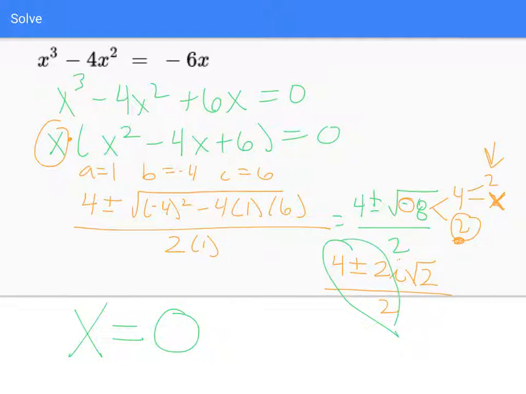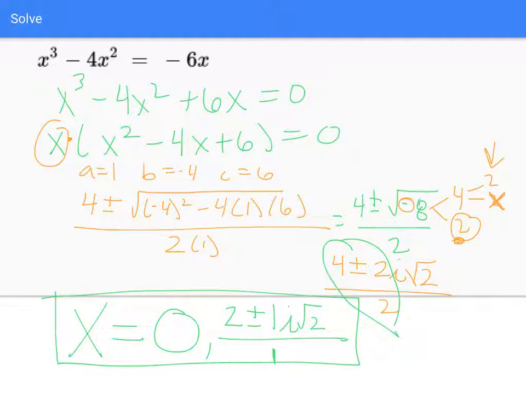That's a funky heart, but they all have a 2 in common. So I can do 2 plus or minus 1 over 2. You do not have to write that 1, but you can if you so wish. You don't have to have that 1. So this would be my final answer for solving.